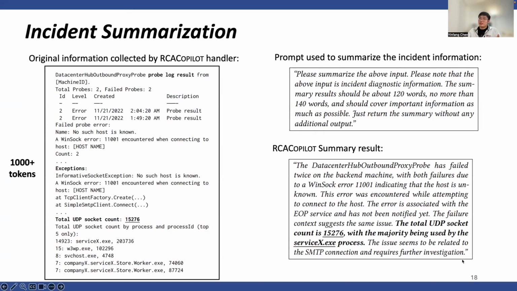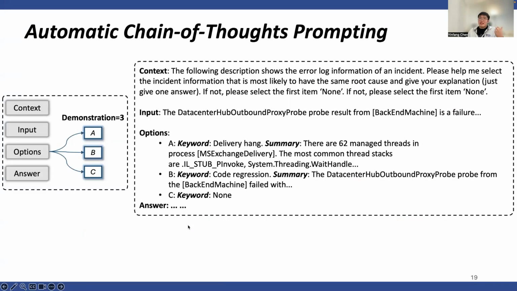And the results have shown that the RCA Copilot can summarize the diagnostic information very well. As you can see, it extracts the UTP socket count from the original diagnostic data. So the summarization can be done very well, and in that case, we are able to do automatic chain of thought prompting.